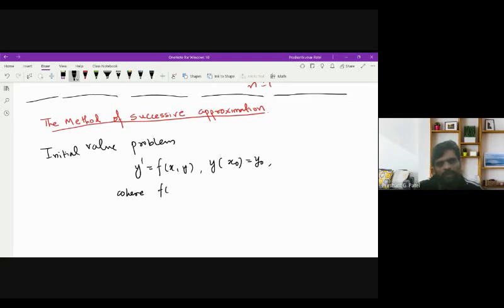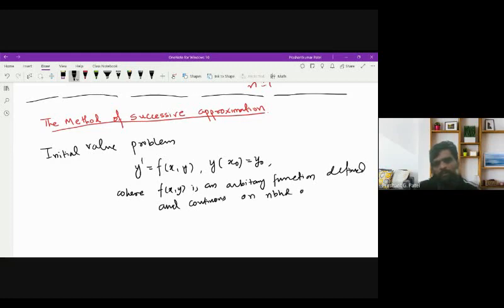Where this f of x y is an arbitrary function, and this is defined in the neighborhood of x0, y0. So it is defined over the neighborhood, and also it is continuous in the neighborhood of x0, y0.